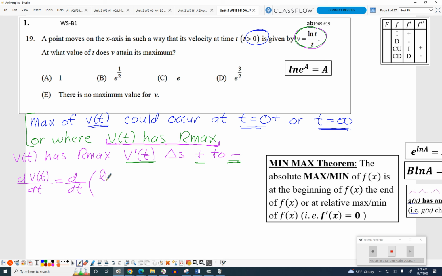Questions? Anyone feel like it's not making sense, so I need to say it in a different way? Please, Paige. Sorry, so why are we looking for the relative max if it's the absolute max? Because the min-max theorem tells us the absolute max of V could be at the very first time we are supposed to look at. It could be at the very last time we're supposed to look at, but it could be somewhere in the middle. Where would it be in the middle? Where V has a relative max. Make sense?